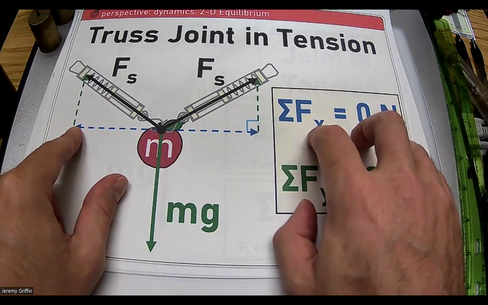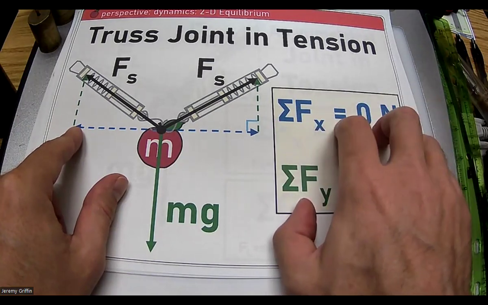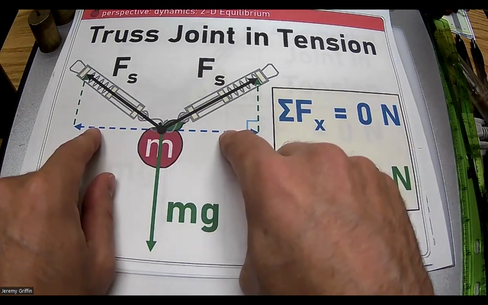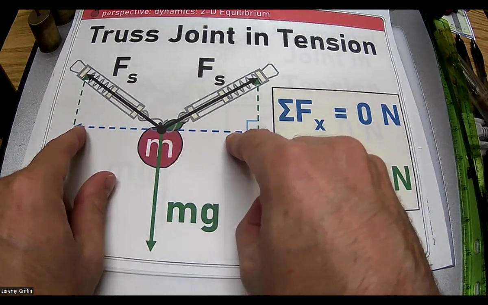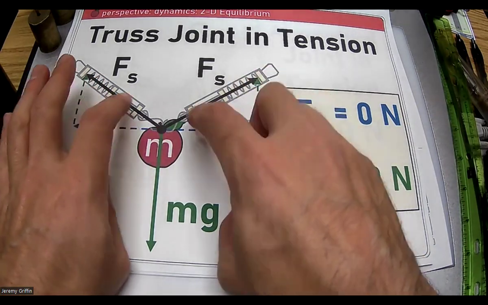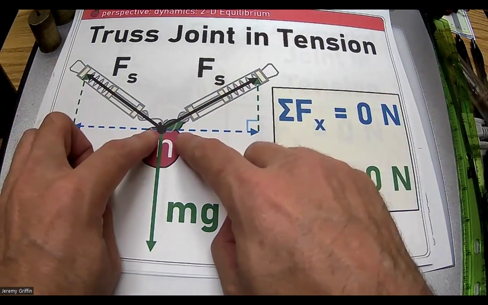That's what this blue says right here. The sum of the forces in the x direction goes to 0. These two components zero out. Notice I dashed the components. I did not make them solid because I'm re-representing the original forces. If I drew them solid, I would be double counting.